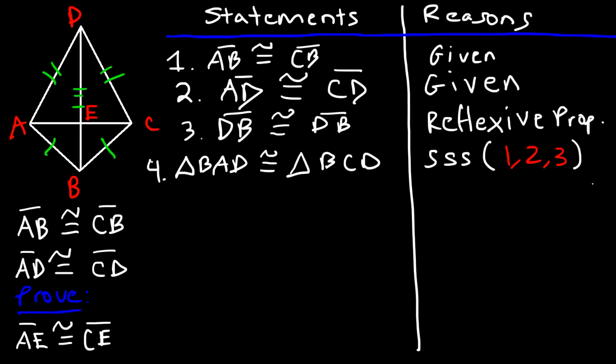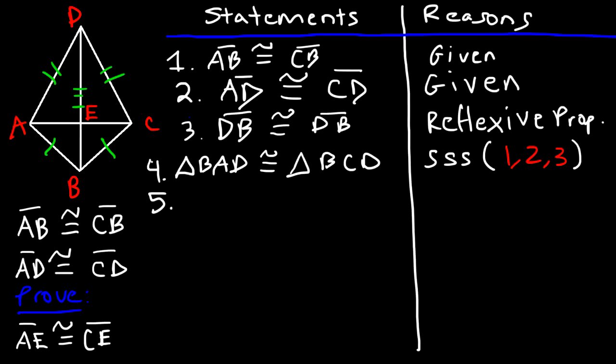So now, it might be easy to focus on this triangle. I'm going to focus on these two. If I can prove that those two triangles are congruent, then I can show that AE is congruent to EC. So what should we do at this point? So we already know that AD is equal to CD, and we also have a common side. So we just need one more piece of information that can help us to figure this out.